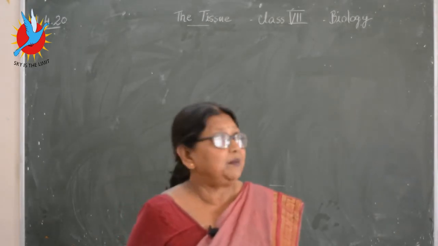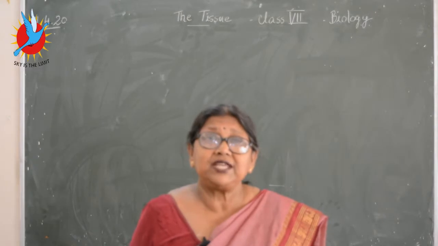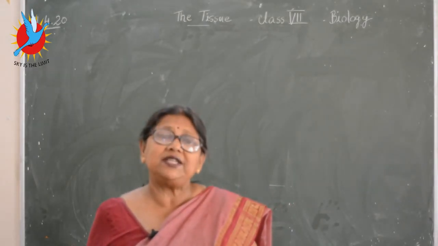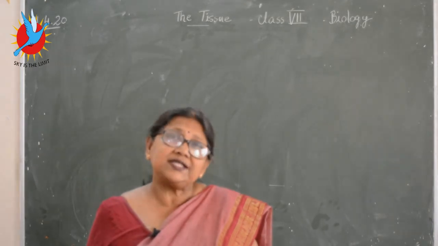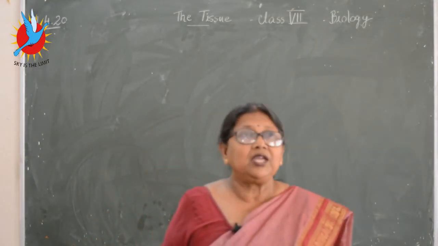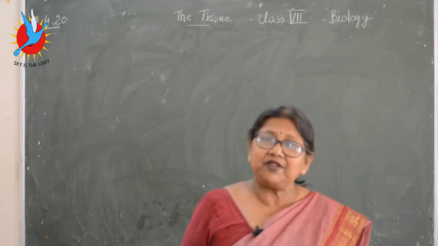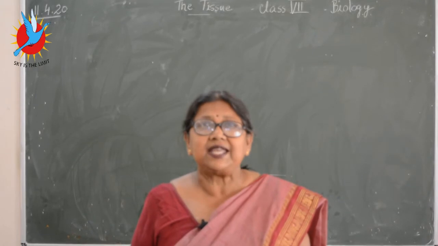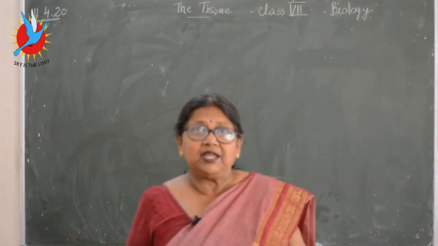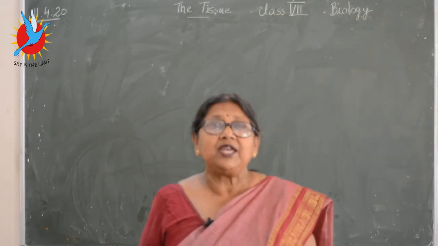This is the bio class for class 7 and today's topic, the first topic of bio class for class 7, is the tissue. Now before we go to the tissue, you have already learnt about the cell. In the previous class, you remember we have done the cell, that it is the basic unit of life. It's a bio class, so we are talking about all the living things and the life.